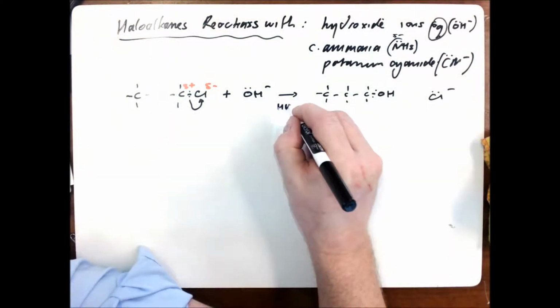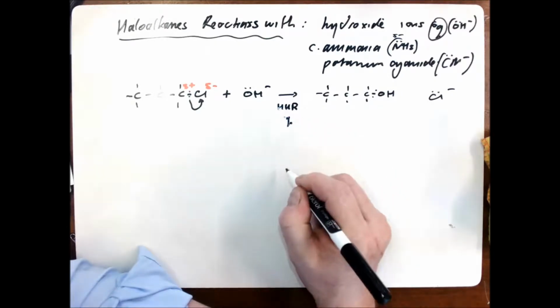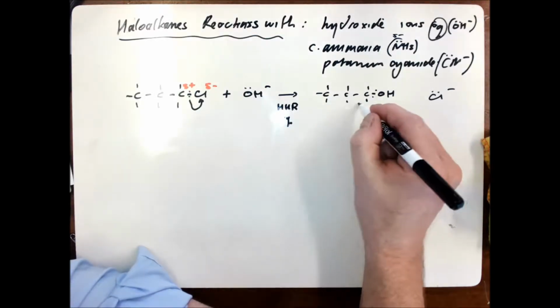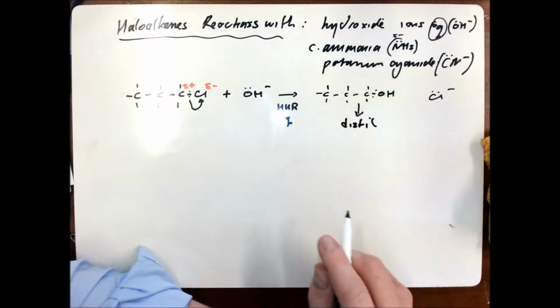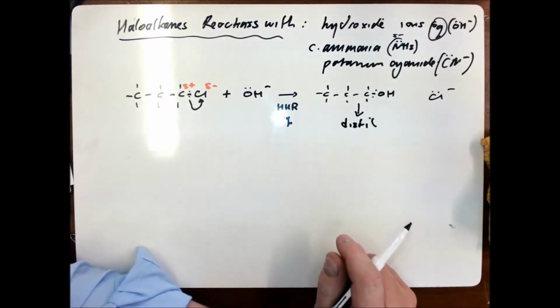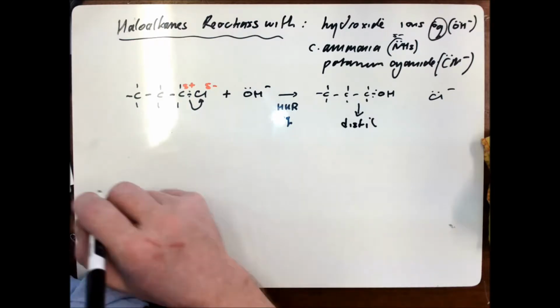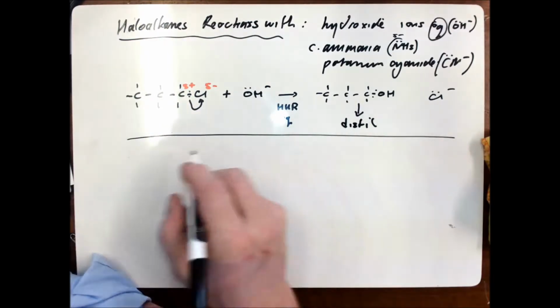This reaction occurs in aqueous solution, and it is carried out in heat under reflux. If I wanted to get my final product out at the end in some form of purity, I would distill that product. Okay, we'll look at another one.